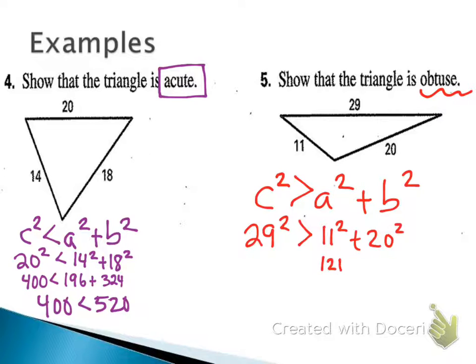I know 11 squared is 121. I know 20 squared is 400. I do not know 29 squared. Can anyone help me out? 841. Okay. So 841 is greater than 521. Is that true? Yeah. Then we just showed that that is an obtuse triangle.